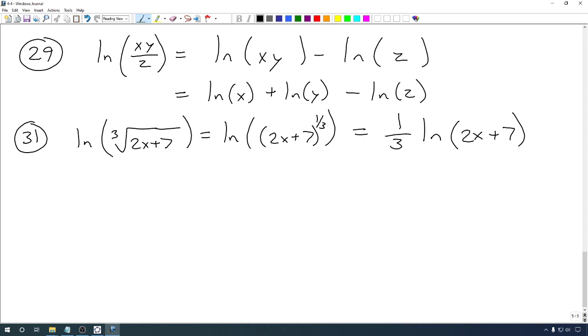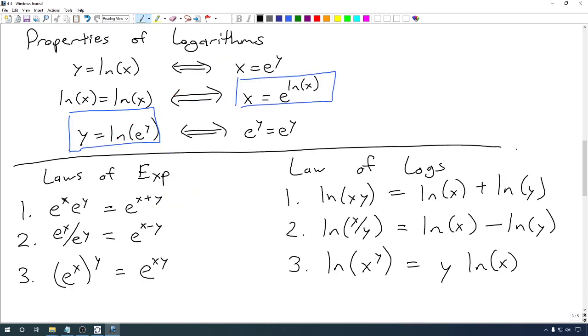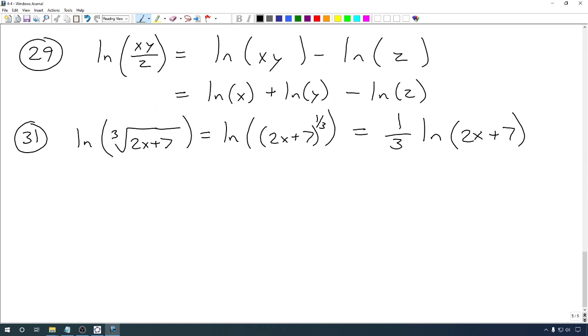Now note we can't split this up any further. The 2x plus 7 is a stopping point. We do not have a property that deals with a sum inside of the logarithm. Our only properties of logarithms that we can work with are ones that have a product, a quotient, or a power inside of the logarithm. If there's a sum outside, we can deal with it. If there's a sum inside, we do not have a rule for that. So once we get to some sum of stuff, it usually denotes where we have to stop. Now, sometimes we can get around that if we can factor stuff. We'll see that in this next problem.